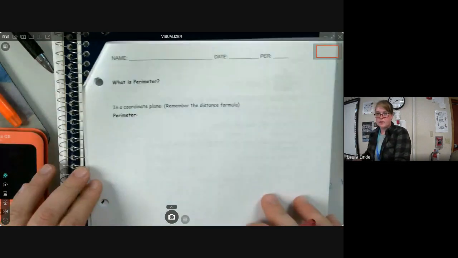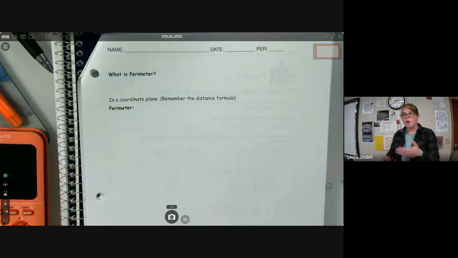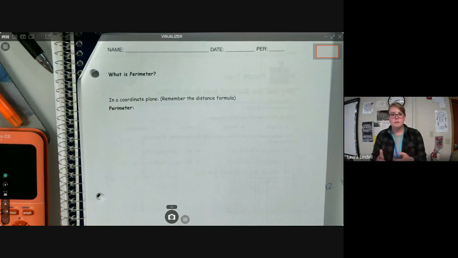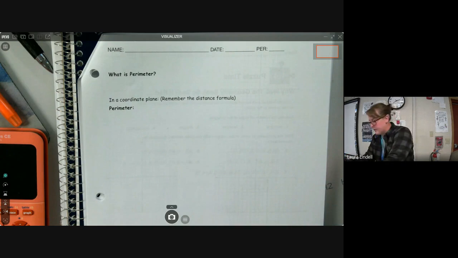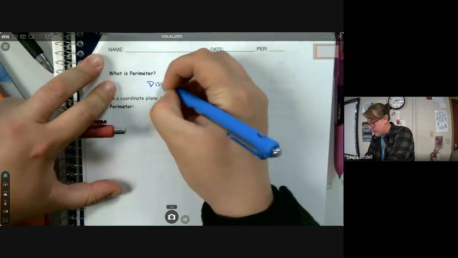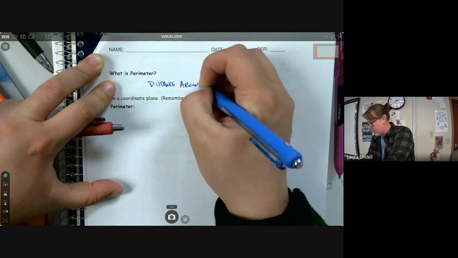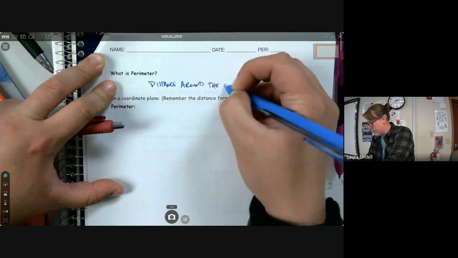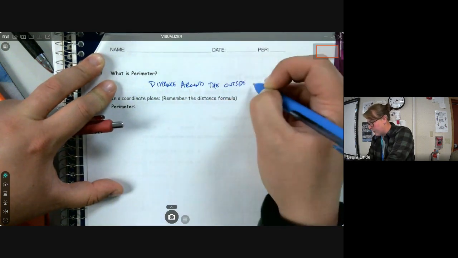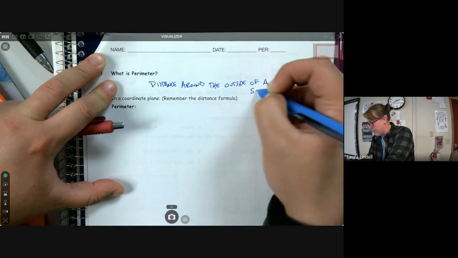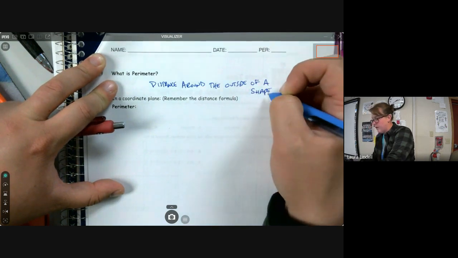Okay, so what is perimeter? You've probably heard of it before, maybe in elementary or middle school. Perimeter is just the distance around the outside of a shape. So let's go ahead and write that down. Distance around the outside of a shape. All right.